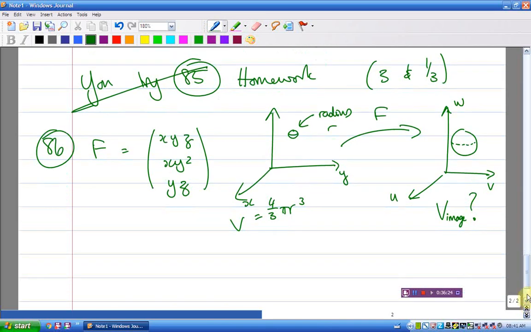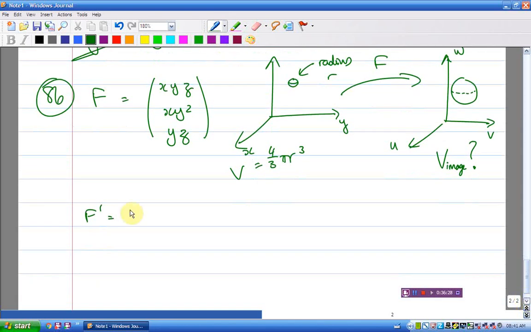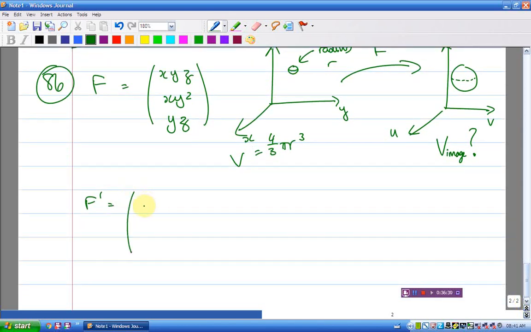So what we're going to do is work out F dash, which is going to be a 3 by 3 derivative matrix: YZ, XZ, XY, Y squared, 2xy, 0, 0, z, y. And we're going to evaluate that at the given point. Now, of course, I've been given 2 points, so I'll do one at a time. I've reached the end of my page.